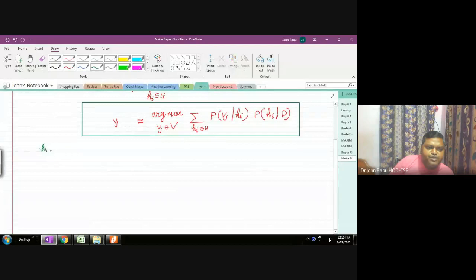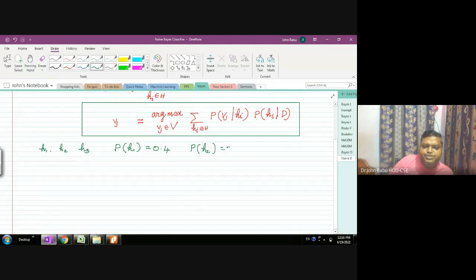So in yesterday's class, we have taken 3 hypotheses, H1, H2, H3, where the posterior probability of H1 was 0.4, the posterior probability of H2 is 0.3 and the posterior probability of H3 is also 0.3. And because this has the maximum posterior probability, we call that the MAP hypothesis.